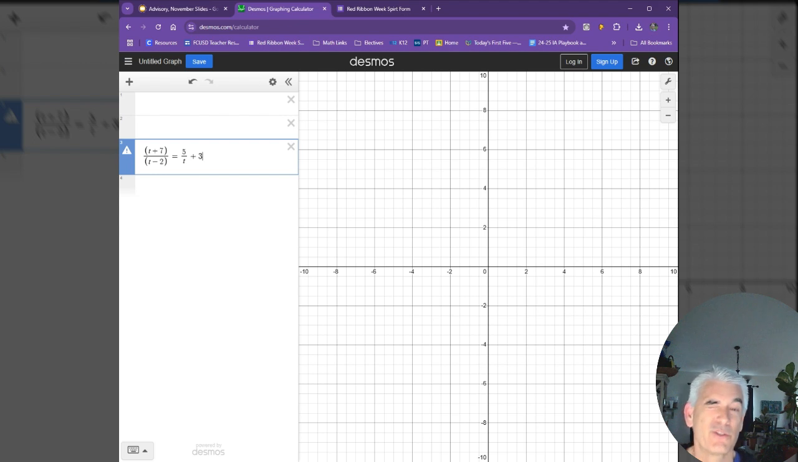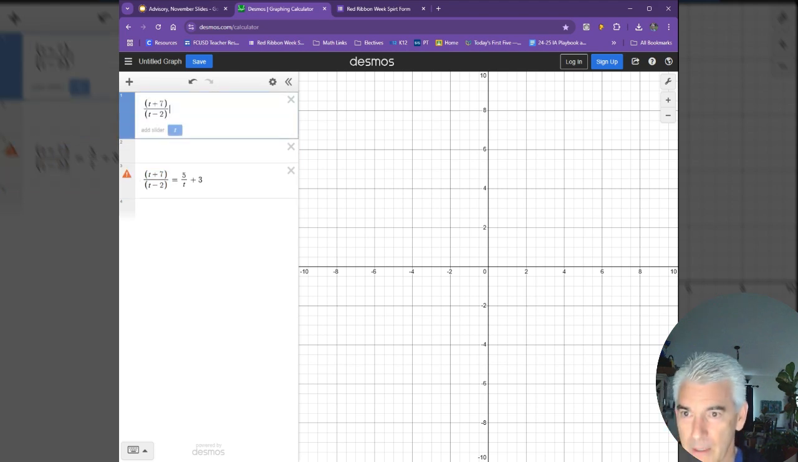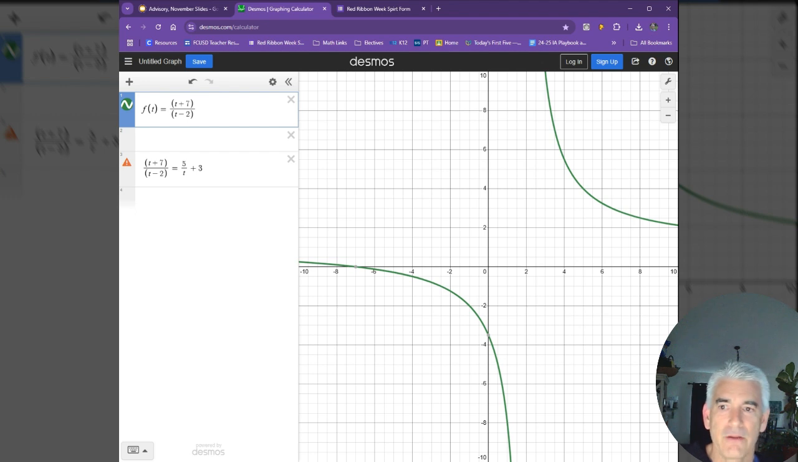So now what I want to do is use Desmos to help me check my answer. So I'm going to go ahead and graph this side. I'm going to call this f of t. Rational functions typically have a value of x that they can't equal. Like in this case, if t equaled 2, that'd be a problem.